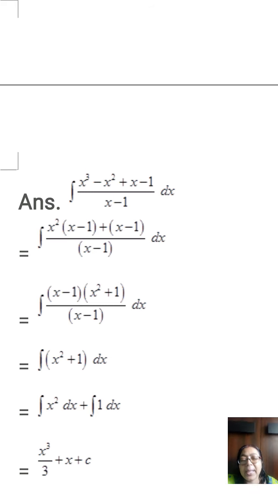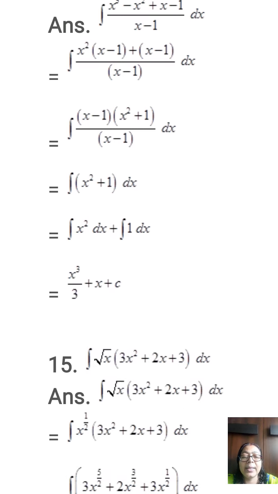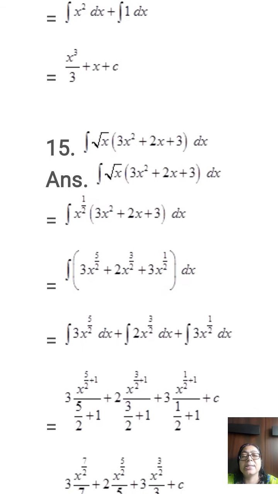So now we can break it in separate integration, x square dx plus 1 dx, and that answer is now x square, that same formula, x to the power n plus 1 by n plus 1, x cube by 3 plus x plus c is a must to write.